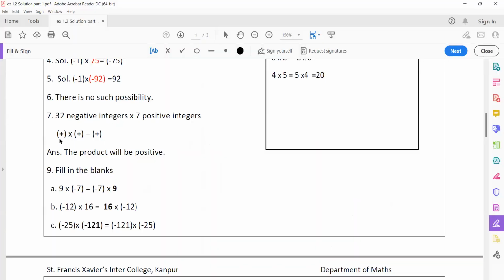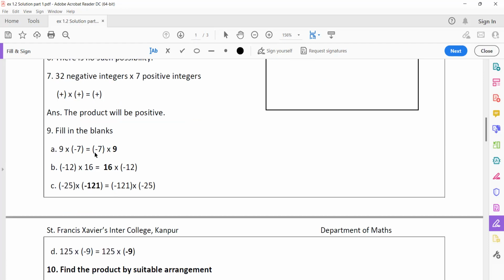So 32 is an even number. Multiplying an even number of negative numbers will always give a positive sign, so it will give a positive sign, and 7 positive integers will always give a positive sign. We multiply these positive signs and we get the result. So the product will be positive. I hope you get the point.